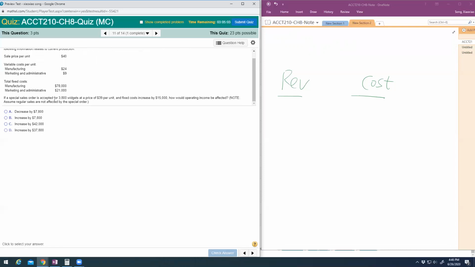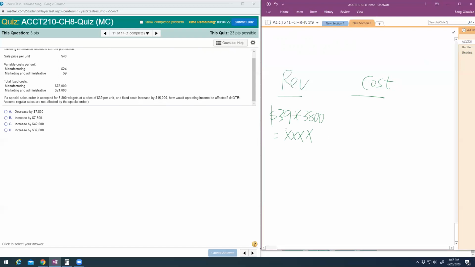If a special order is accepted for 3,800 units, the price is $39. So your revenue will increase by $39 for each one, and totally you have 3,800 units, so your revenue will increase by this much. If you do this, your fixed cost will increase by this. How would this affect operating income? Assume regular sales.